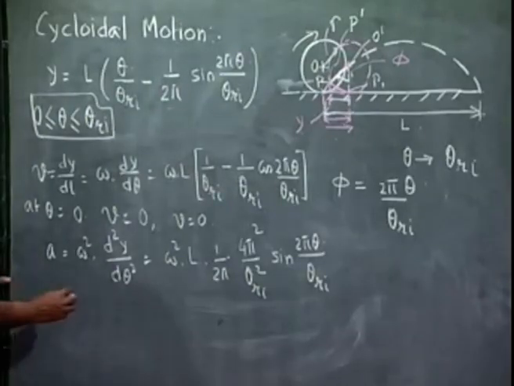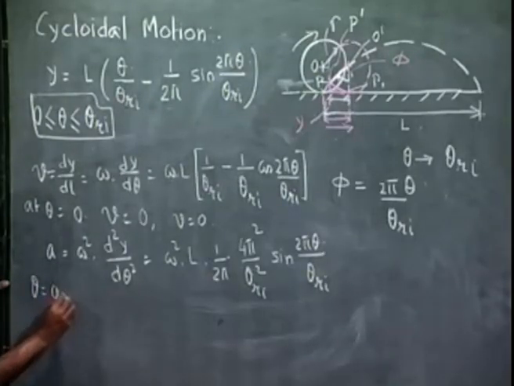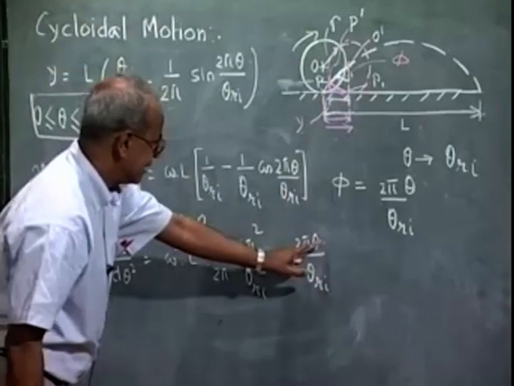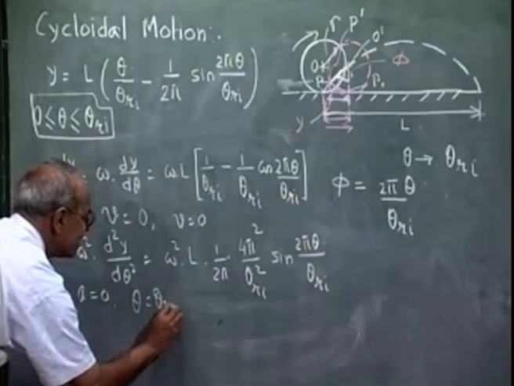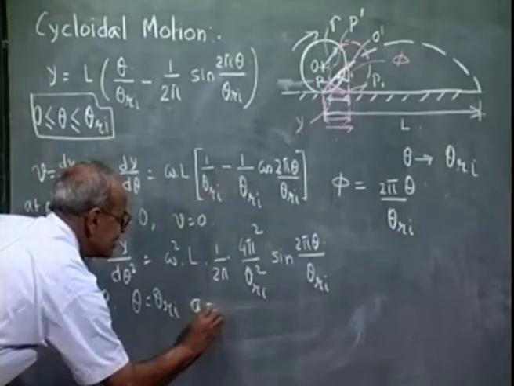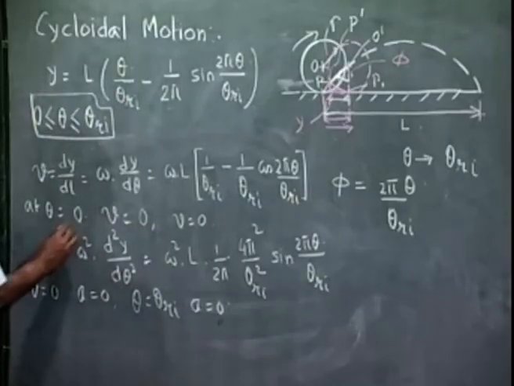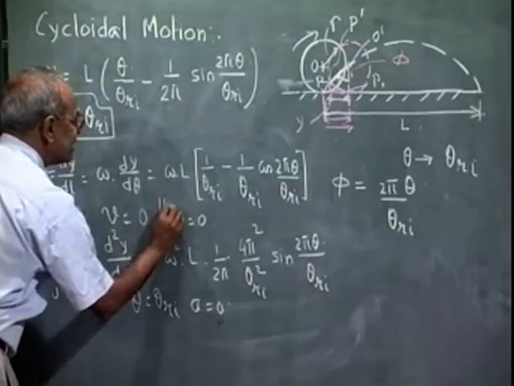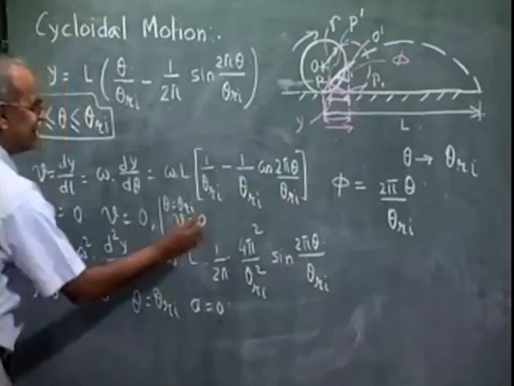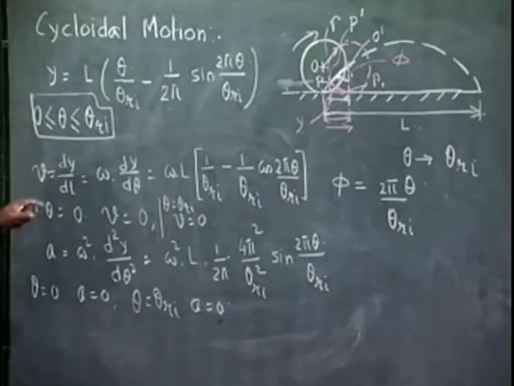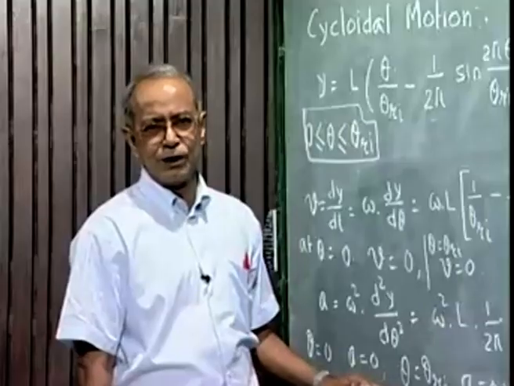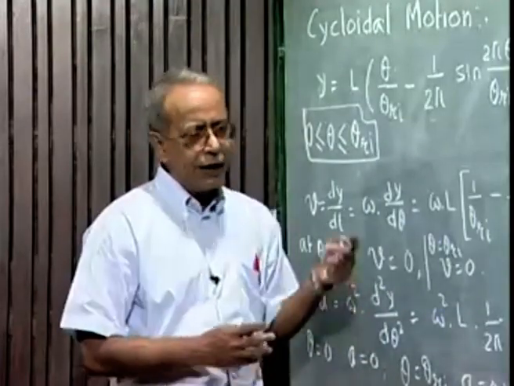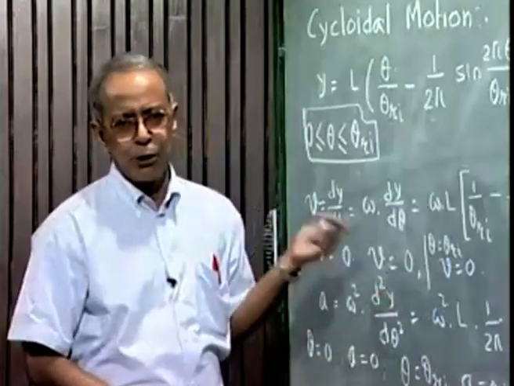Now at theta equal to 0, again acceleration is 0, and at the end of the rise, theta equal to theta Ri, again acceleration is 0. As is found here, at both theta equal to 0, v is 0, and theta equal to theta Ri, v is 0. So cycloidal motion has this advantage that at the beginning and end of the rise, not only is the velocity 0, acceleration is also 0. So that gives a little smoother motion as compared to the harmonic motion.